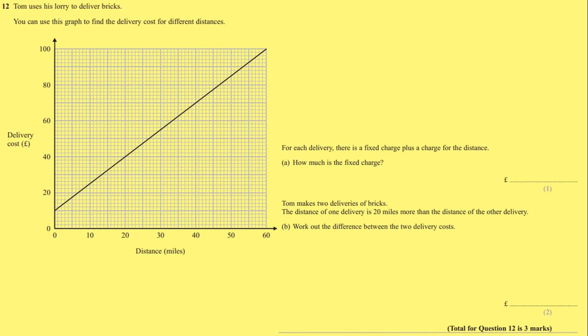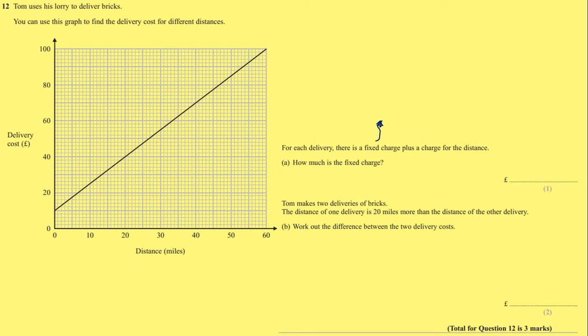Okay, moving on. Tom uses his lorry to deliver bricks. You can use this graph to find the delivery cost for different distances. For each delivery, there's a fixed charge plus a charge for the distance. Now, a fixed charge, if you've ever thought of getting into a taxi and you get into the taxi and on the meter straight away, it might say £2.50 or something like that. That's what the taxi driver has got as a fixed charge. It's something that he charges before he even turns up. You could almost think of it being the charge for him to kind of come and pick you up if you wanted to.